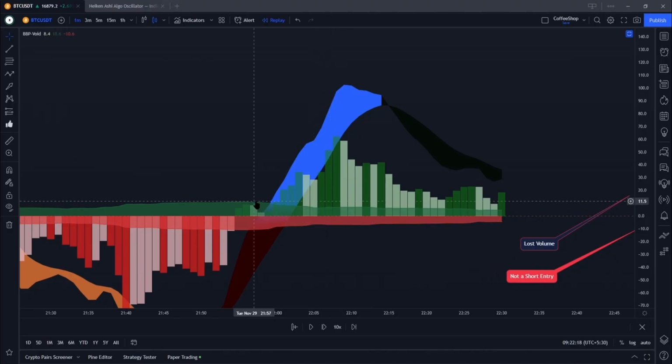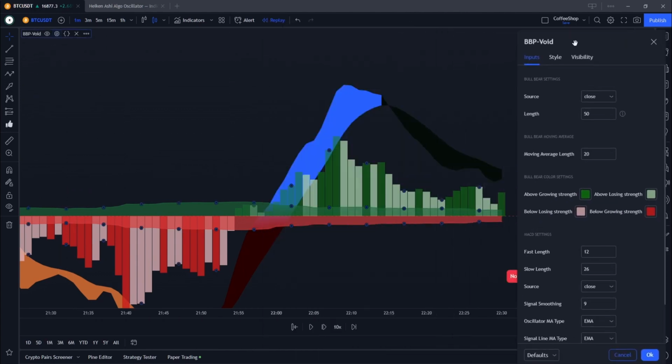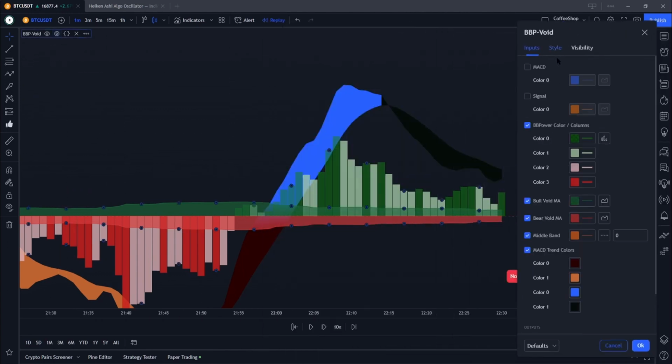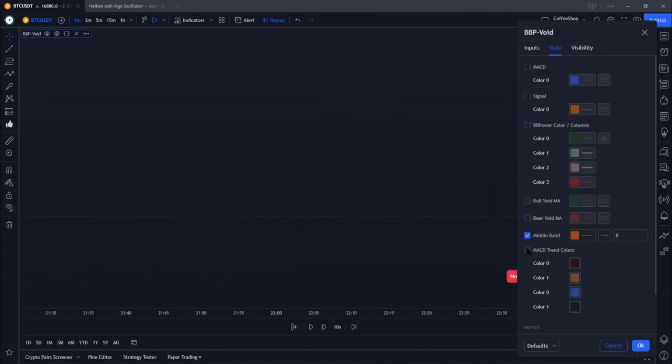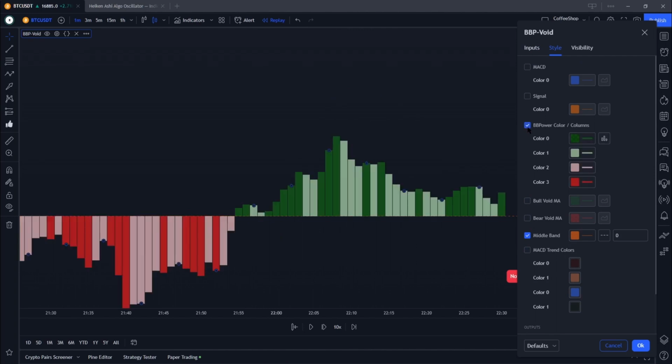Thing number one, you have to understand what the three parts are. So there are three parts to this. Let me turn them off so we can turn them on individually. The first thing you have is the same as with every other volume oscillator. You have bars to the upside and bars to the downside. Bars to the downside mean the bears are in control. Then it changes hands and now the bulls are in control. So volumes to the downside, volumes to the upside.